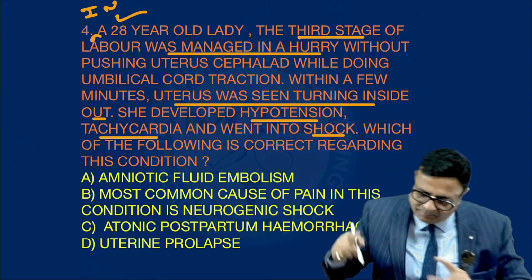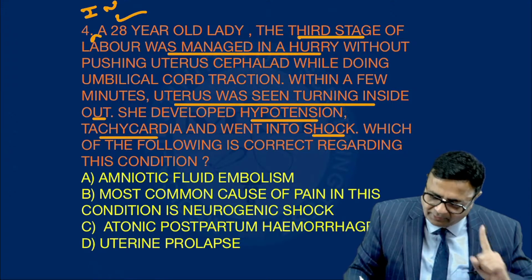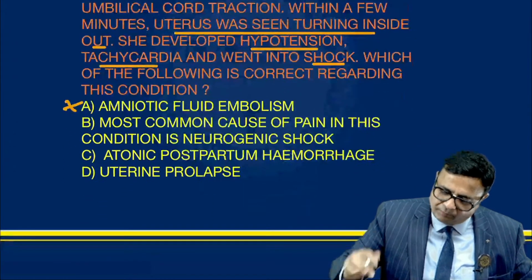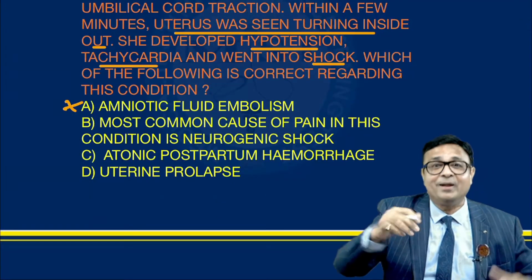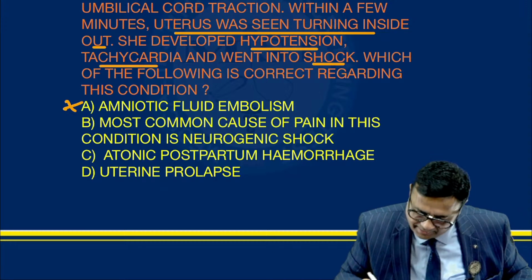Fine. So let's come back to this question. Which of the following is correct regarding this condition? This is uterine inversion. This is not amniotic fluid embolism. Most common cause of pain in this condition is neurogenic shock, because this is the case of uterine inversion. So this is the correct statement.